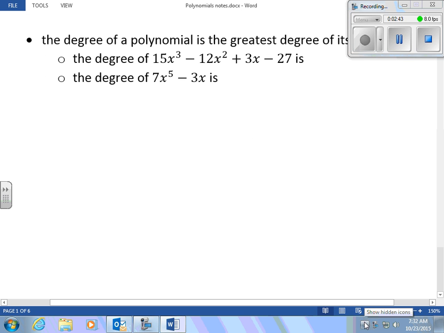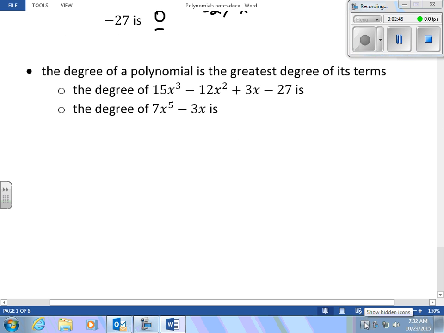Now when we talk about the degree of a polynomial, the degree is whatever the highest degree of the terms is. So in the example from above, this first term has the highest degree. The degree is 3, so the degree of the whole polynomial is 3. It's a third degree polynomial. In this next example, the highest exponent is a 5, so its degree is 5.